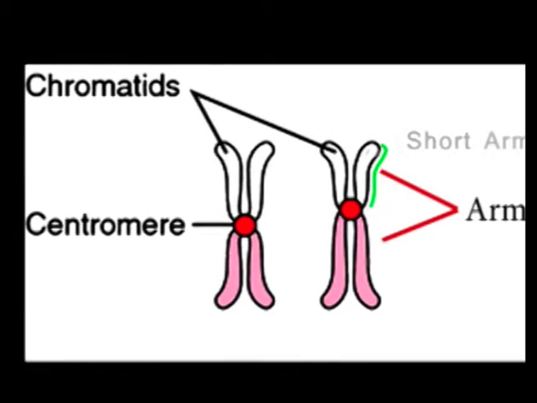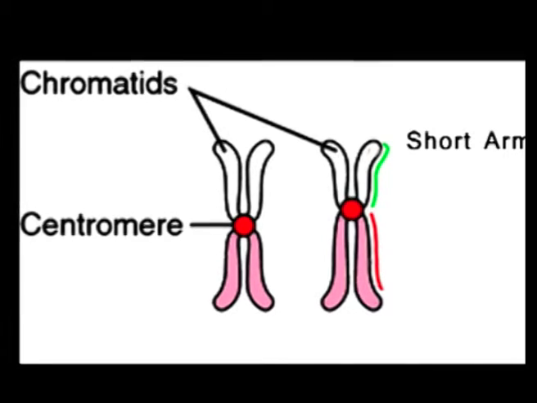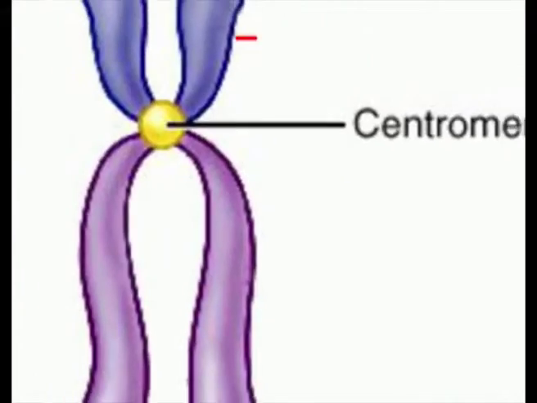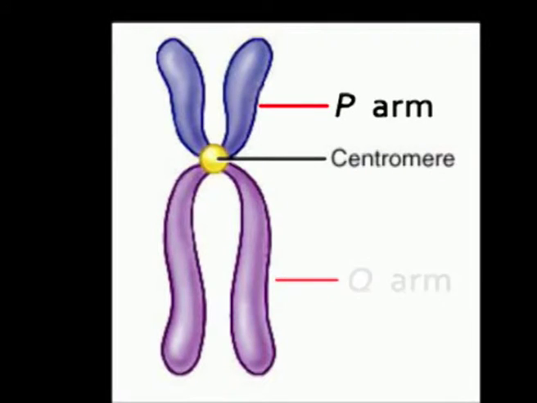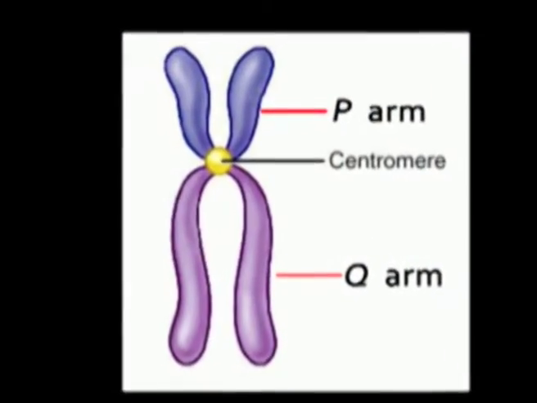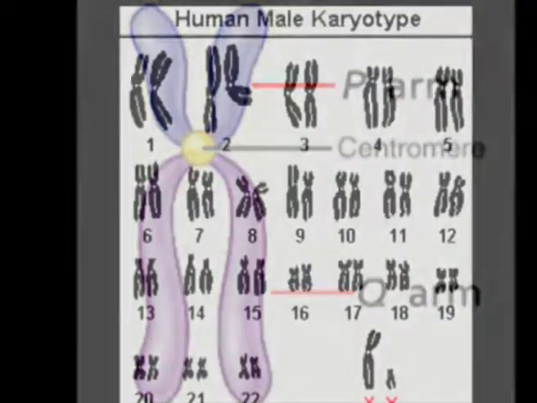One of the arms is comparatively short, another arm may be comparatively long, or maybe equal. But if one arm is short and the other arm is long, the shorter arm is called P arm and the longer arm is called Q arm. And in a chromosome, the P arms always are arranged in a top position, whereas the Q arms face downward. And on the basis of the position of centromere, we can classify chromosomes into four types.